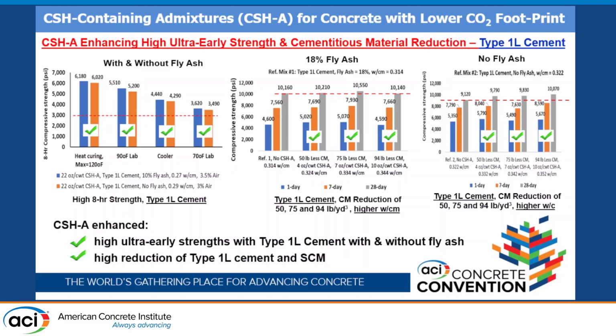So we can conclude that CSH containing admixture enhances high ultra early strength with type 1L cement with or without fly ash. Or it can enable high reduction of type 1L cement and supplementary materials.